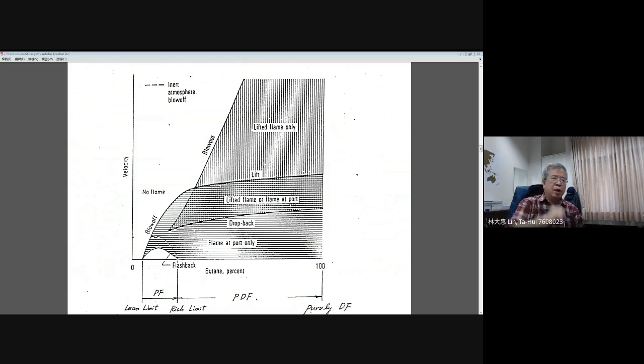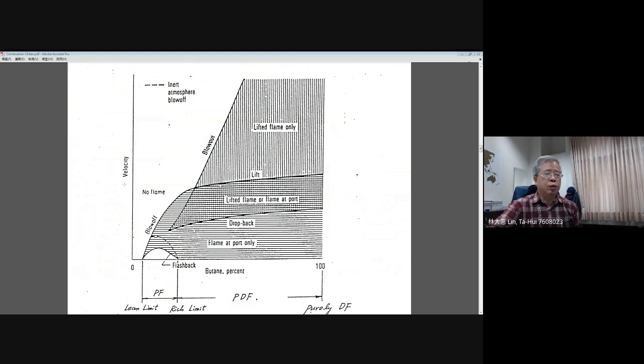Now, if you change your consideration and try to increase your velocity, we move from the center point to the upper one. Velocity increases. When you have a larger injection velocity, that means the local supply velocity will be higher than the given flame speed. Then your flame will be pushed away from the burner, right? Pushed away from the burner.